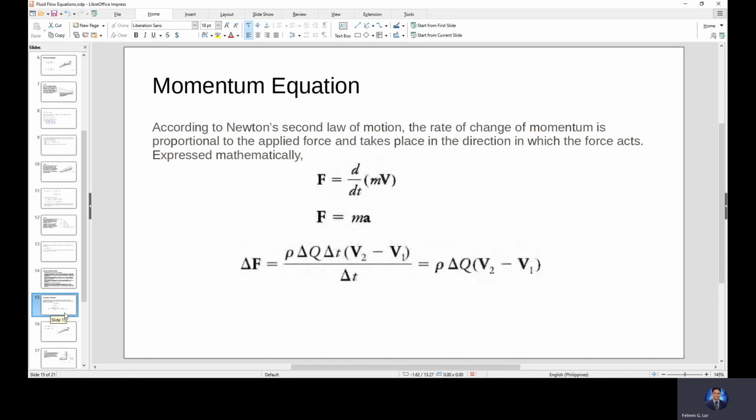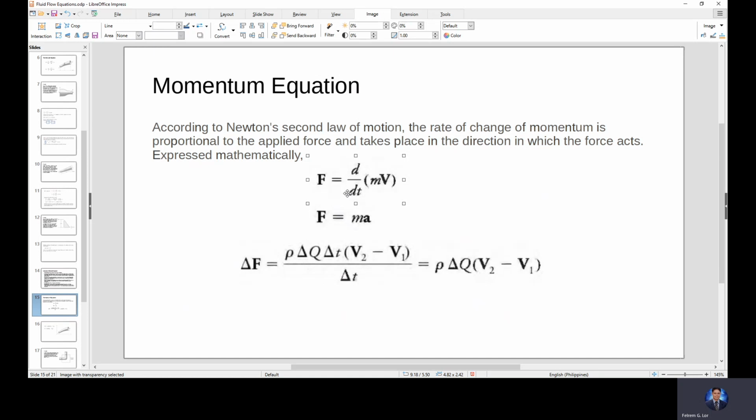Mathematically, it can be expressed with the first equation: F is equal to mass times velocity over dt. The mass is constant, right? So what changes is the velocity, so dv over dt. We know that dv over dt is the rate of change of the velocity with respect to time. That is what we call the acceleration. So we know that force is equal to mass times acceleration.